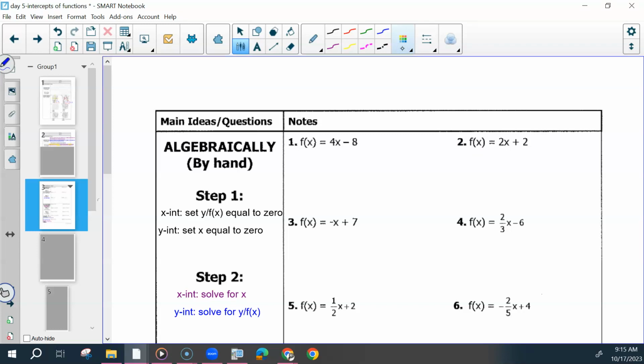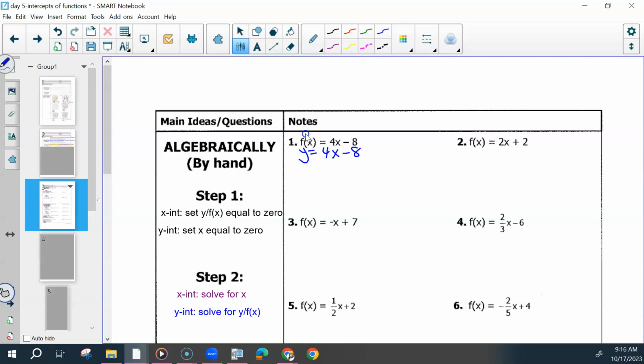So, first, when you see f of x, that is the same thing as y. So if you want to change that to y equals, you are more than welcome to do that. If you want to leave it knowing that they're the same, you can also do that. It's up to you. F of x is more for functions. Y is more for equations, but they're really the same thing.